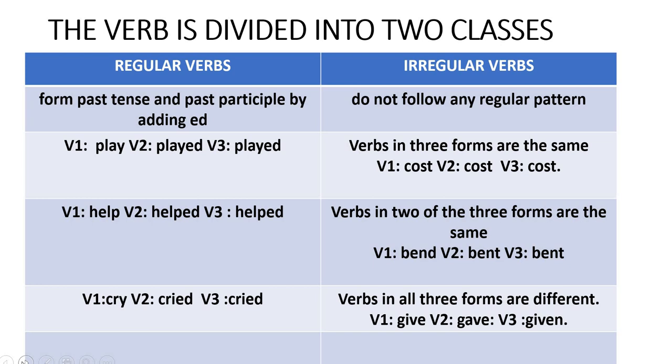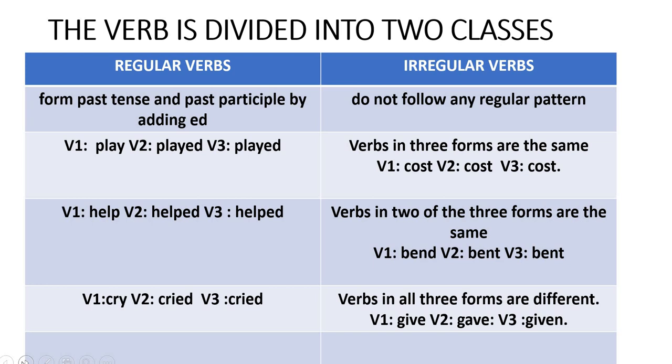Now what are irregular verbs? Irregular verbs are verbs that do not follow any regular pattern. Verbs can exist in different forms, like all three forms may exist in the same manner. For example, when we take the word cost, V1 will be cost, V2 will be cost, V3 will be cost. Now, another example where two of the three forms of the verb are the same. We already know that a verb has three forms, out of which two forms will be the same.